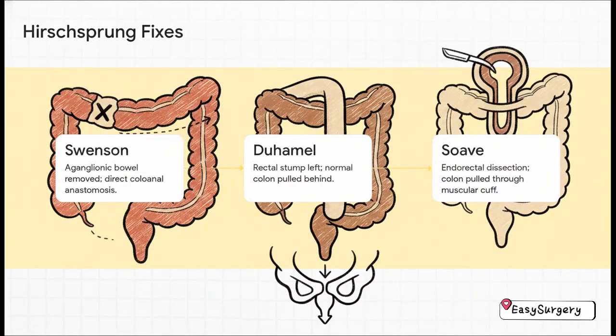Now, for Hirschsprung disease, where we're missing those crucial ganglion cells in the myenteric and submucosal plexuses, you need to recognize 3 definitive pull-through operations. They all have the exact same goal: bring healthy, innervated bowel down to the anus.